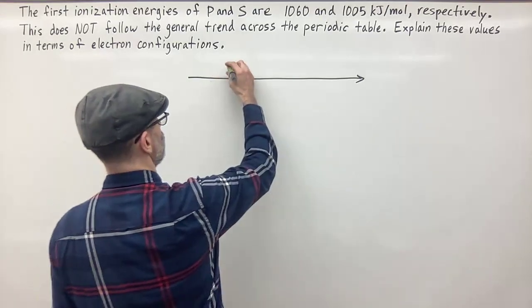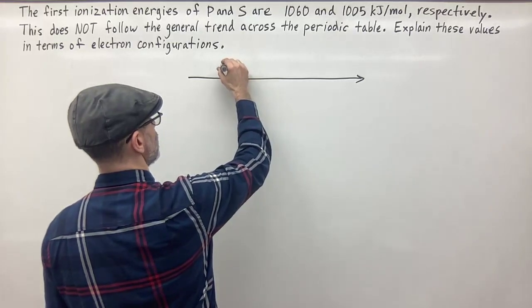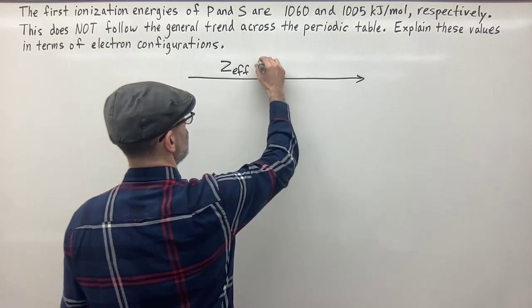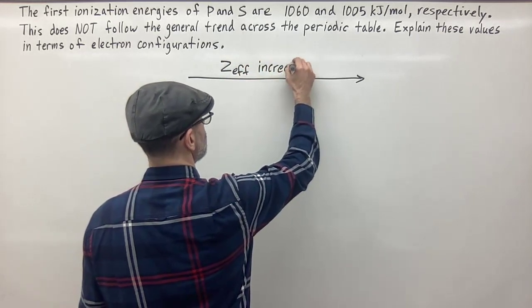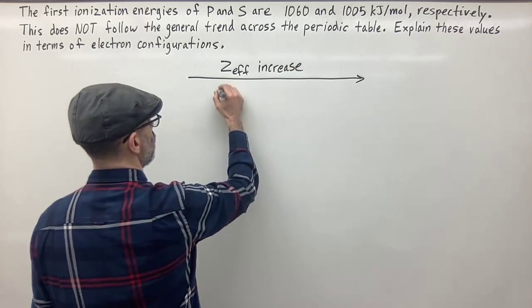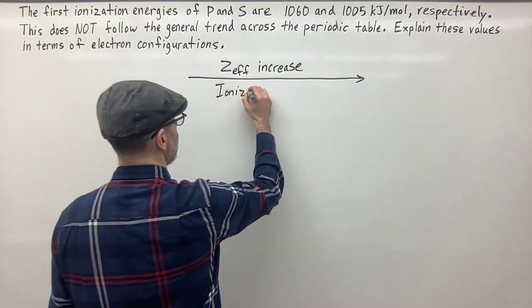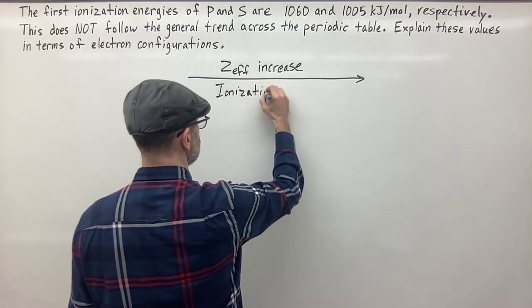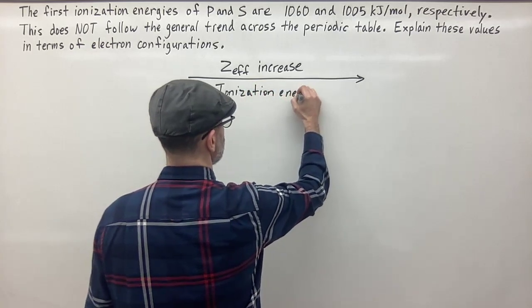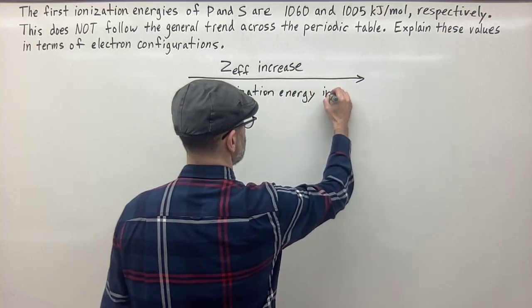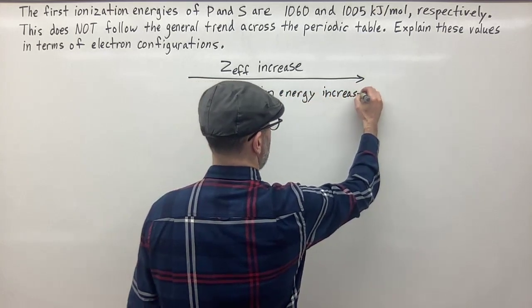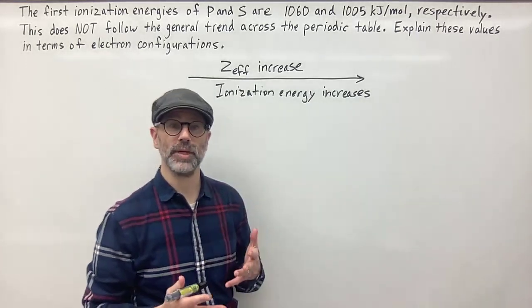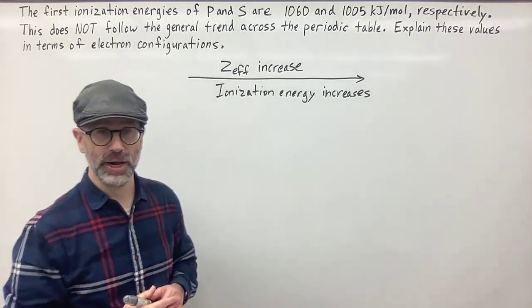So, going across, you would expect the effective nuclear charge to increase, and therefore ionization energy increases as well. Okay, so that's the general trend, and that's the explanation for the general trend.